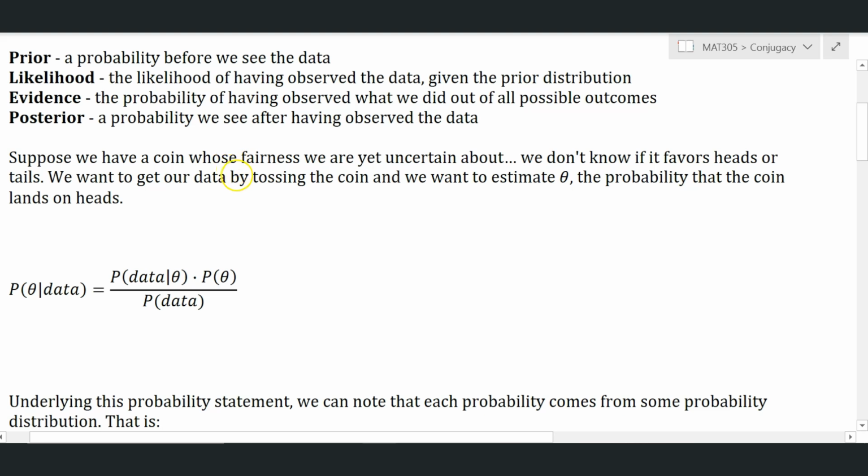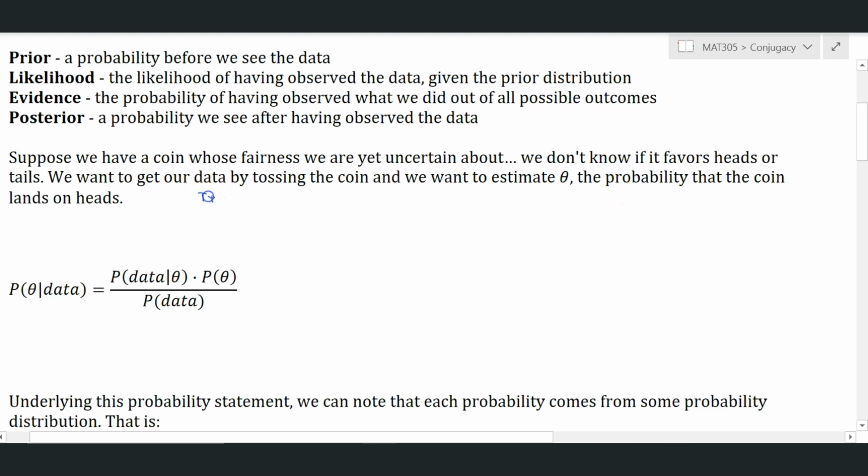So suppose we have a coin whose fairness we are not certain about yet. We're trying to figure out whether this is a fair coin or not. So we don't know if it maybe favors heads or maybe it favors tails. Maybe it's perfectly fair, 50-50. So what do we do? Well, to assess this, we collect some data by tossing the coin, and what we want to do is estimate what we're going to call theta. And that's going to be the probability that the coin lands on heads.